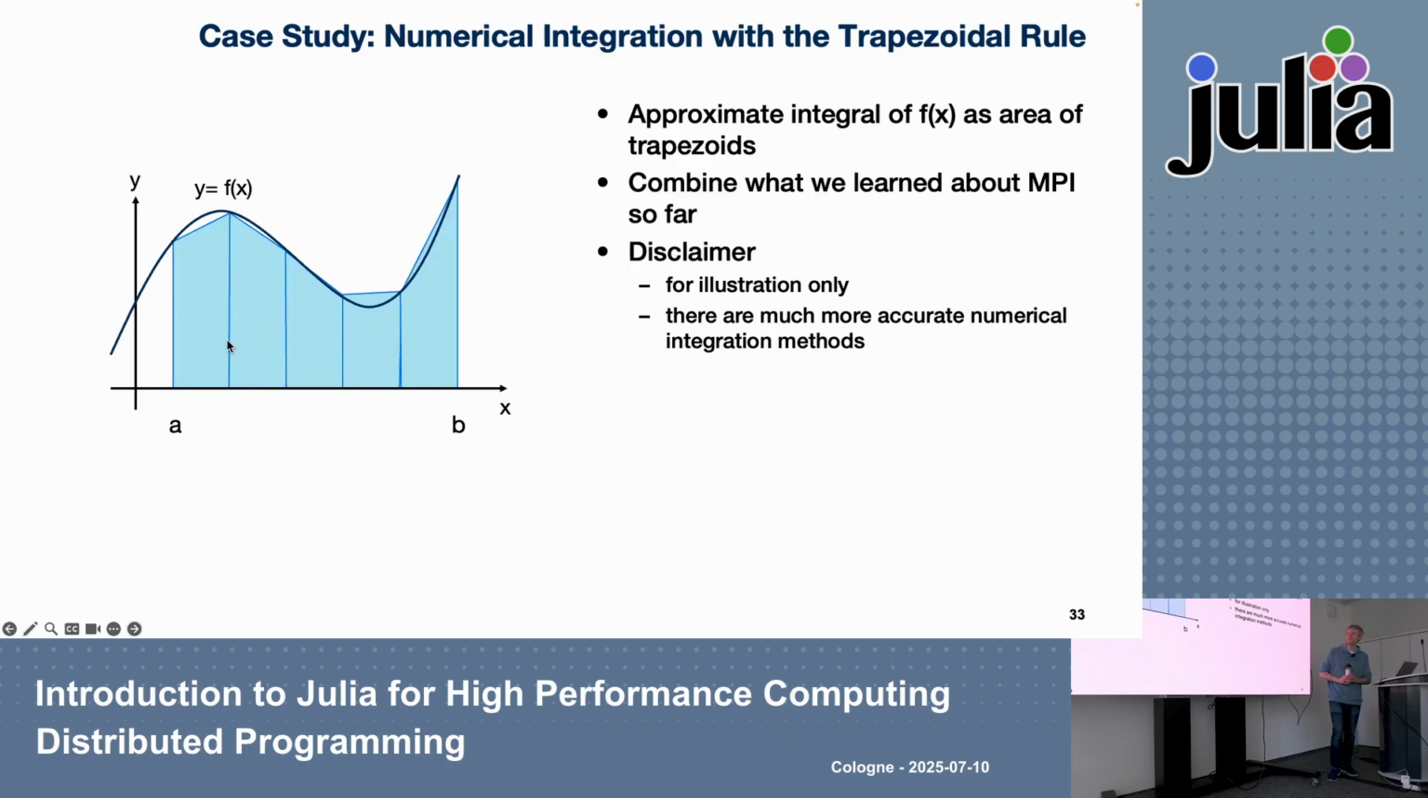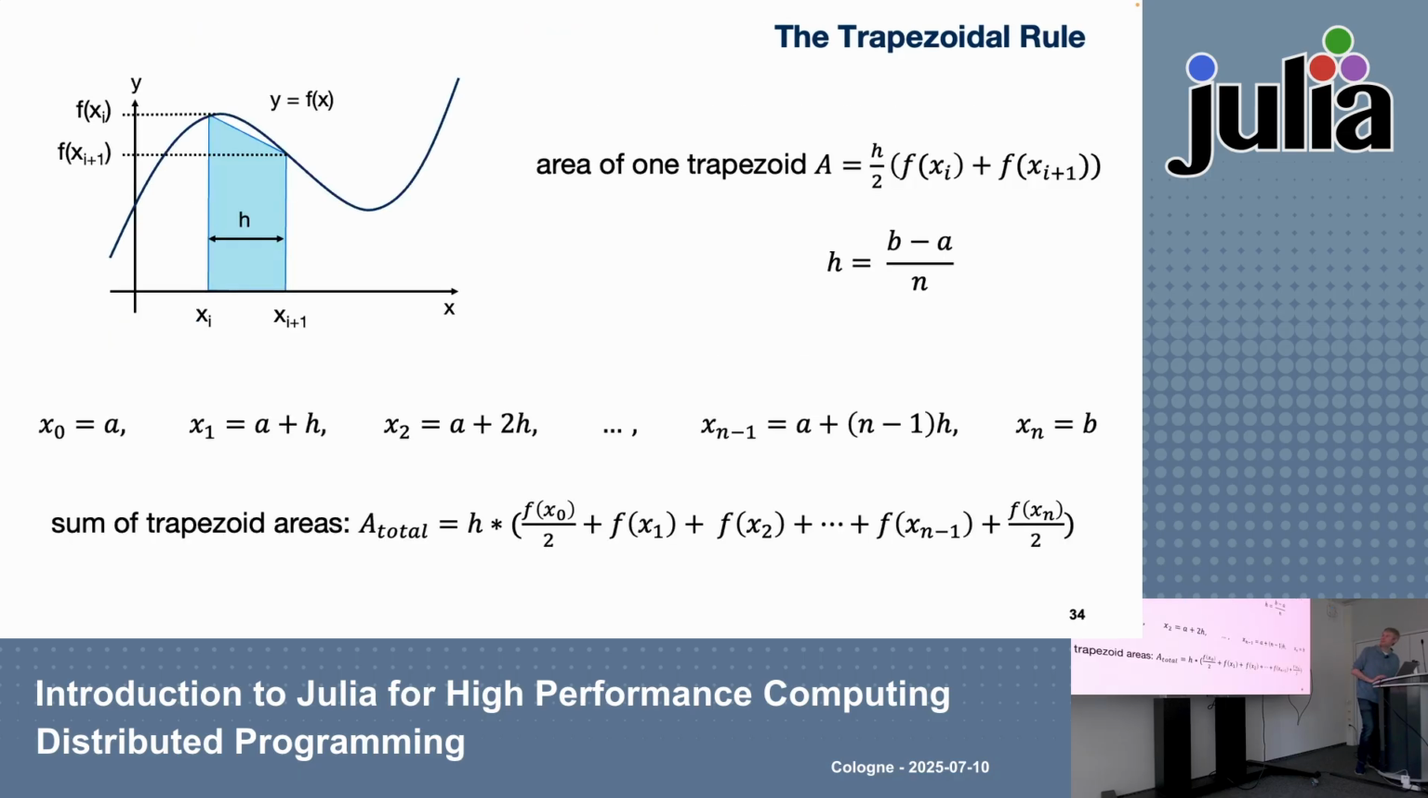And then distribute these stripes to our ranks, and later then gather again the results, the partial results, to sum up these stripes to get the complete area under our function. So this is not the best way to integrate, but it's a nice example.